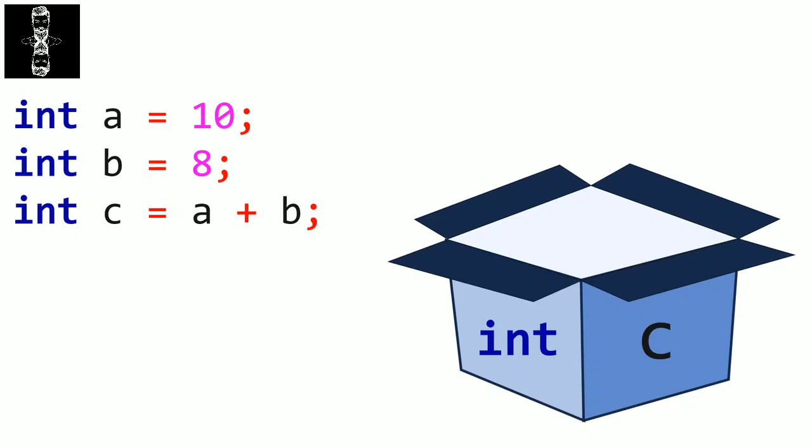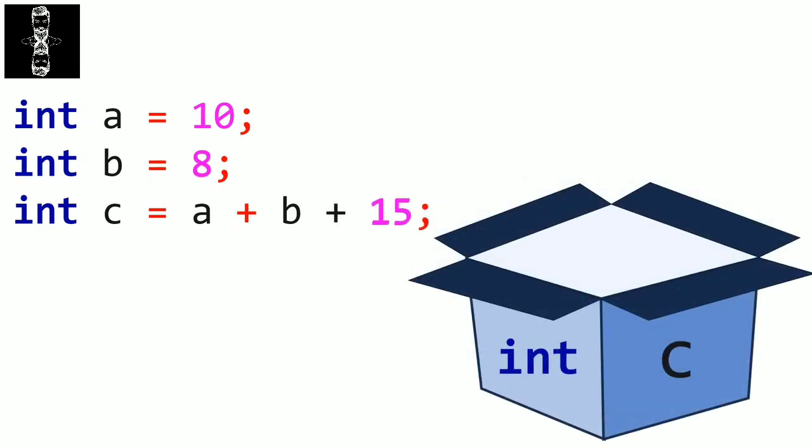This one isn't hard to understand, I think, and this way we can do the addition of more than 2 elements. For example, we can initialize the variable c to a plus b plus 15, so c will have the value 33, because a plus b plus 15 is equal to 33.